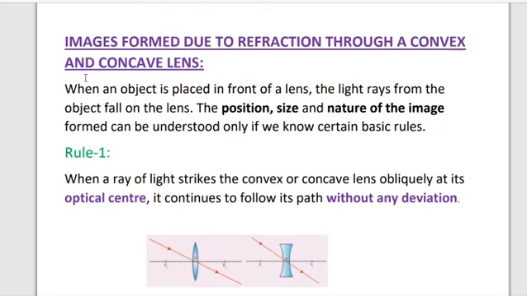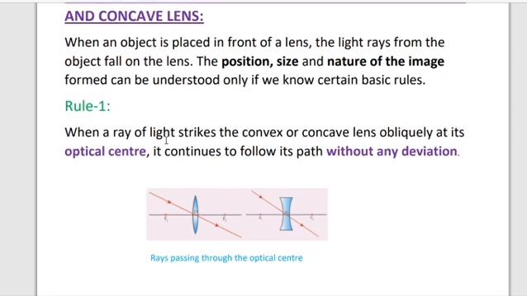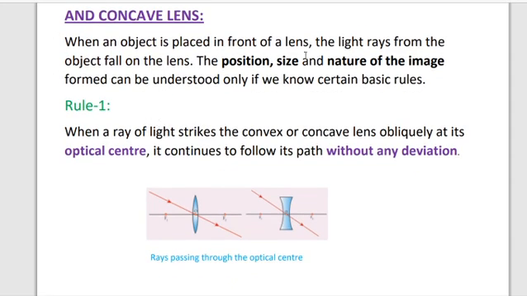Then the important rules: image formed due to refraction through a convex and concave lens. When an object is placed in front of a lens, we always place it on the left side of the optical center. Then the light rays from the object fall on the lens. The position, size and nature of the image formed can be understood only if we know certain basic rules. There are three rules given for the concave as well as the convex lens.